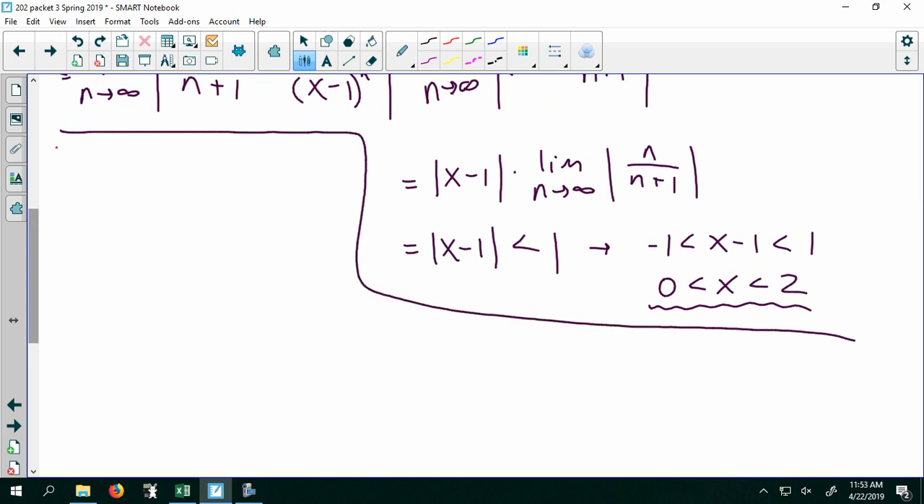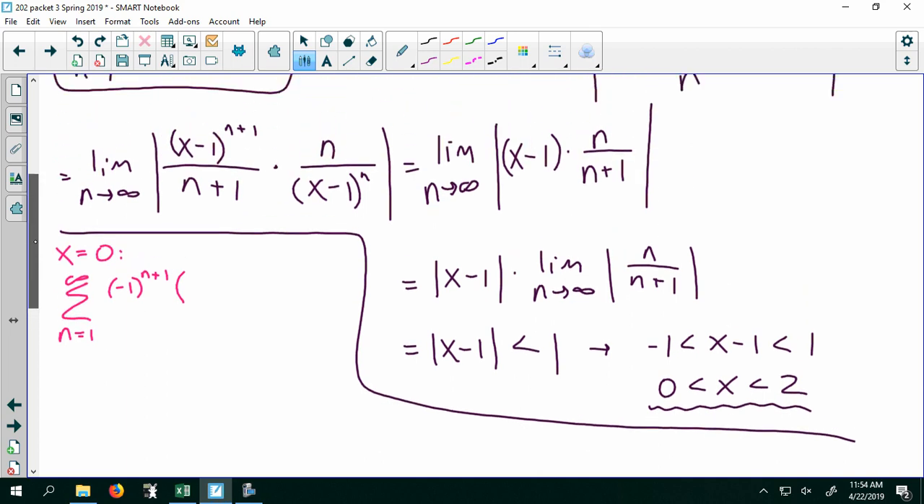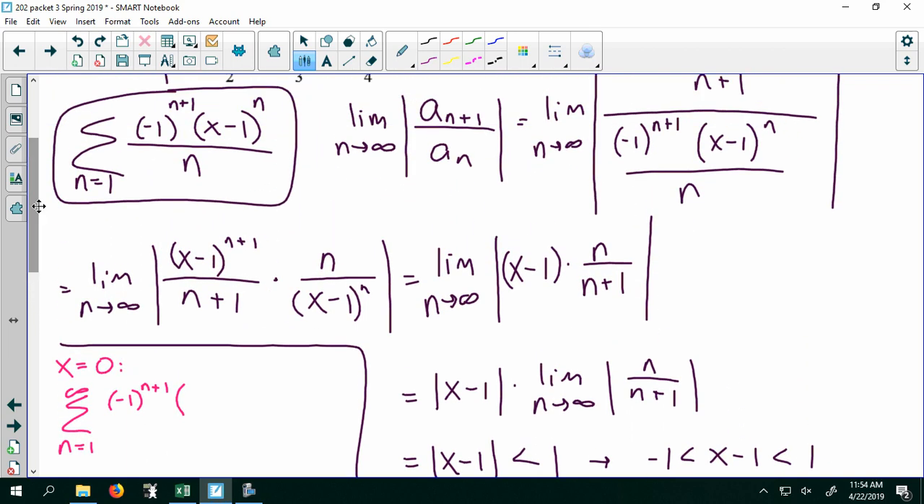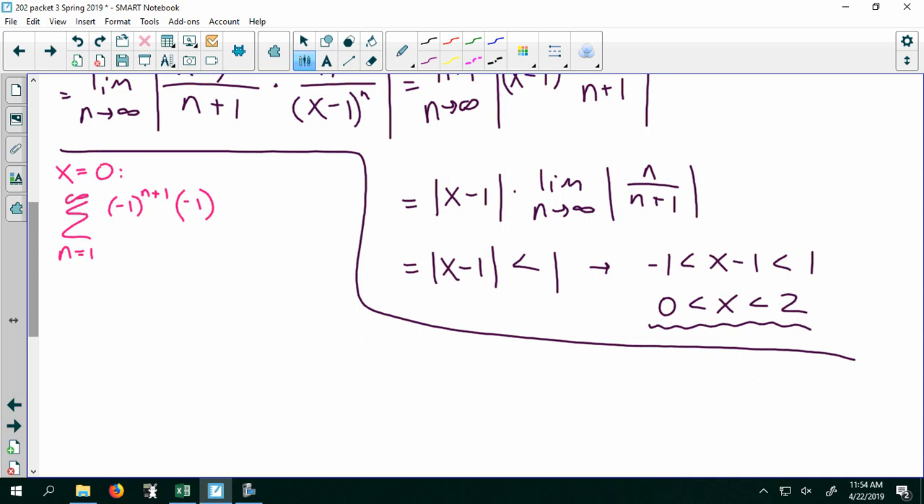Okay, so x equals 0. If you plug x equals 0 into the original series, we get the sum from n equals 1 to infinity of -1 to the n plus 1 times x minus 1. So I'm just going to scroll up so we can see the formula. I'm replacing this x right here with a 0. So I have times -1 to the n over n.